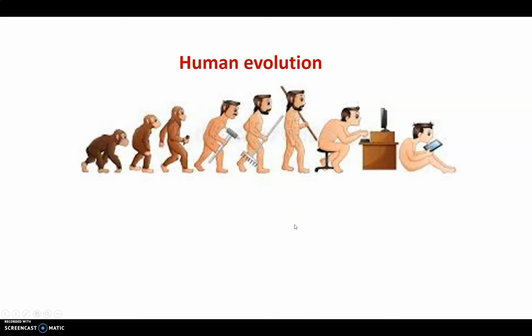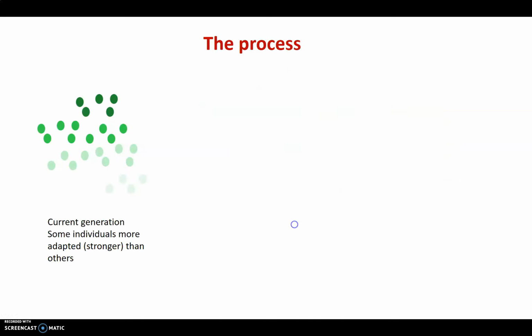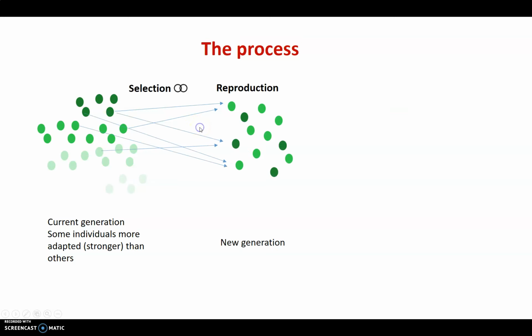Okay, so this is a very simple view of the Darwin theory, and let's analyze the process a little bit, because we must understand the process well in order to build genetic algorithms. These are the individuals of the current generation. Some of them are better, stronger, more adapted than others. So this is a process of selection. Some of them select others for reproduction and produce children that inherit the genetic features of the parents.